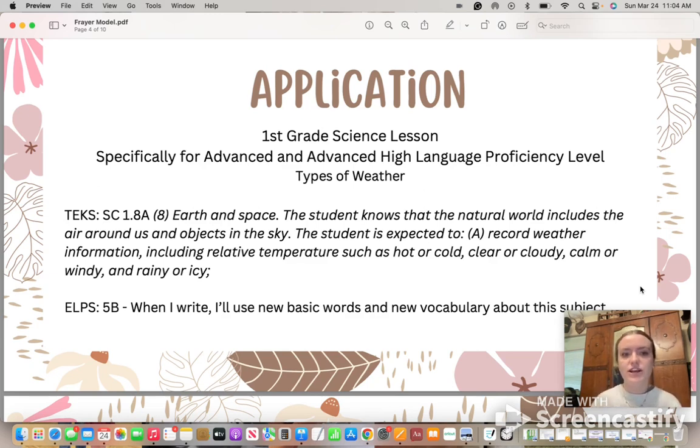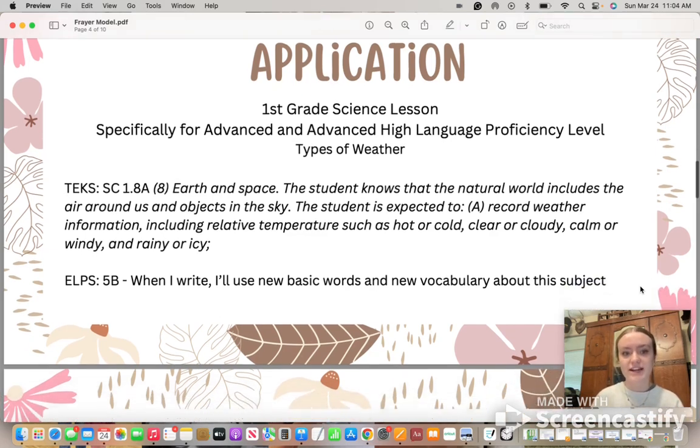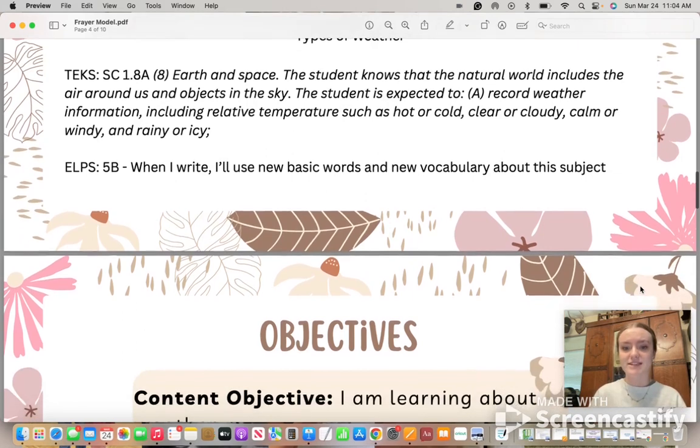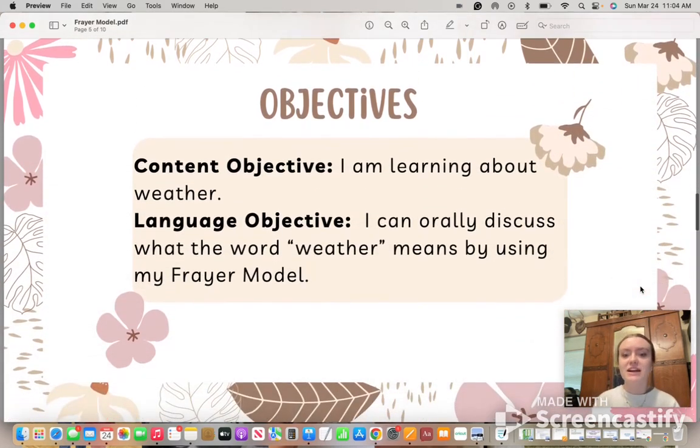The TEKS are here. Basically, the student knows that the natural world includes the air around us and the objects in the sky. The student is expected to record weather information, including relative temperature, such as hot or cold, clear or cloudy, calm or windy, and rainy or icy. And then the ELPS I used was 5B, which is when I write, I'll use basic words and new vocabulary about this subject.